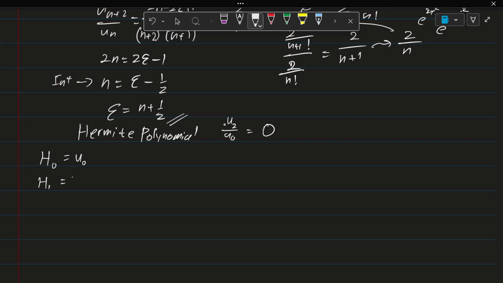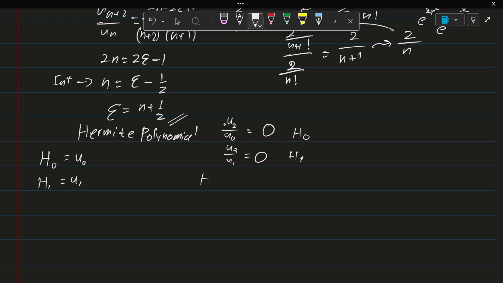For h1, it's just u1, because u3 over u1 with epsilon 3/2, just put it in. So it's 2n minus 2, and for n equals 1, it equals 0 as well. This is for h0, h1.